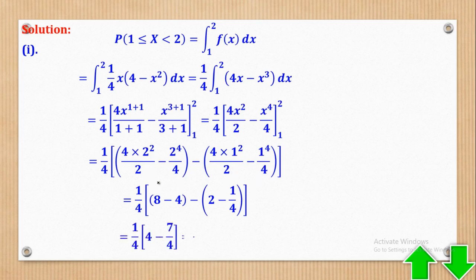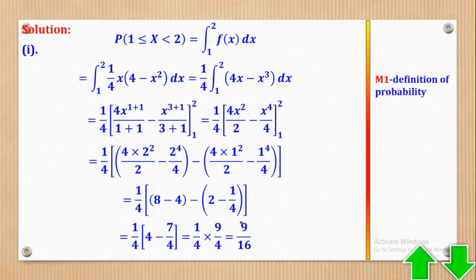Then next we simplify further. So 8 minus 4 is 4, that's why you see 4 there. Then 2 minus a quarter is 7 over 4, that's why you see 7 over 4 there. So next to simplify again, 4 minus 7 over 4 gives you 9 over 4, that's why you see 9 over 4 there. Then this quarter still comes there. Now I will multiply these two to come up with 9/16. So basically that's what they wanted in Roman 1. Now let's see how much can be awarded.